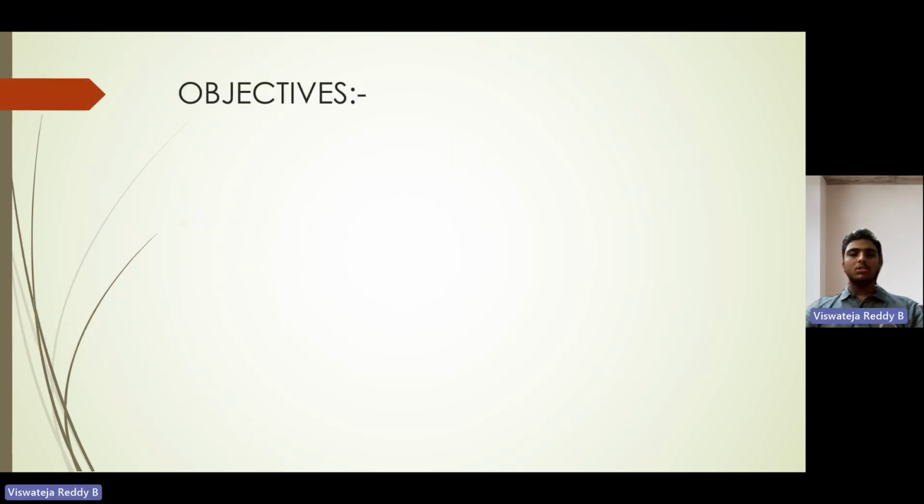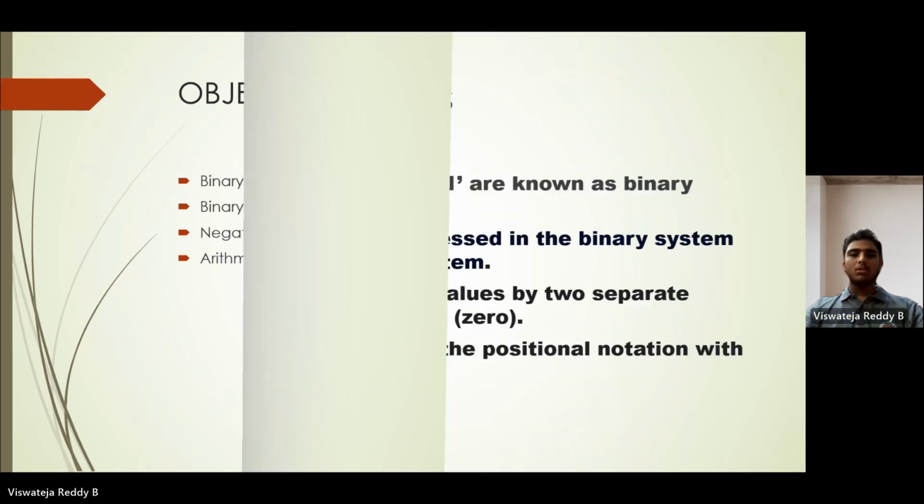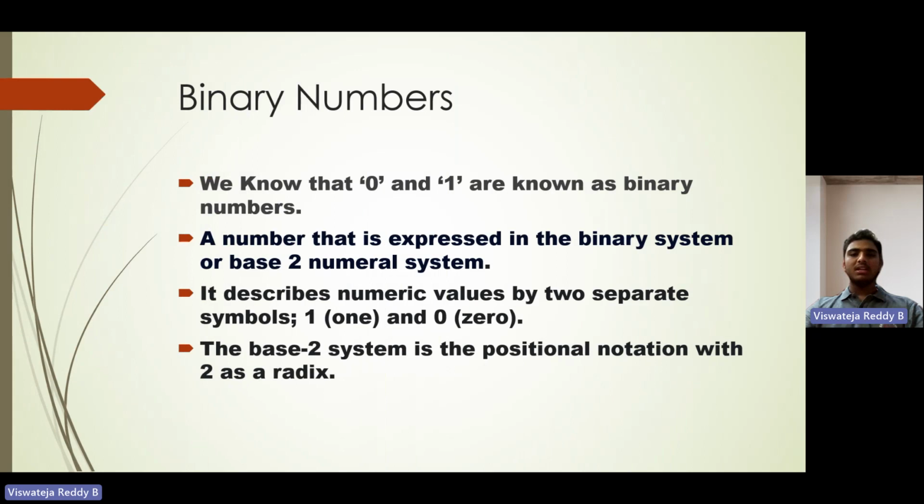In this video, our objectives are binary numbers, that is representing binary numbers, adding binary numbers, etc. Then binary addition. Then negative numbers, that is, how can we represent a negative number, going from a positive number to a negative number. Then the arithmetic logic unit, ALU, and we'll also look at the Hack ALU. So the first thing is binary numbers.